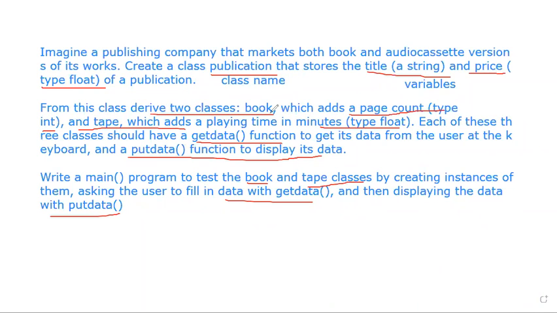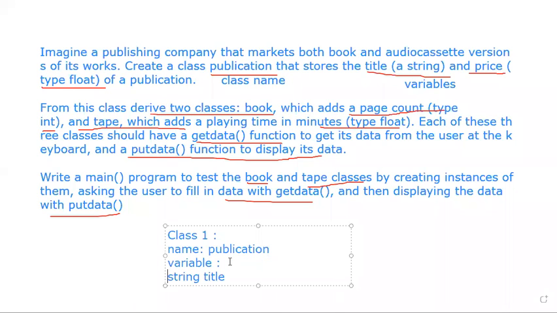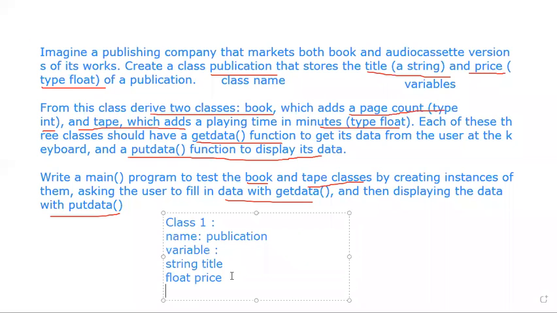So what we need to do is first extract the information from the question. If I start extracting, how many classes will I have? We'll first have one class named publication. So class one will have the name publication. As variables, it will have a title, which will be a string. So we can just write string title. And then what will be the second variable? Let me write it here. The second variable will be float price. Is there any other variable here? No.